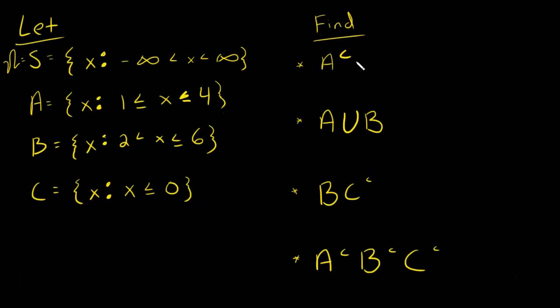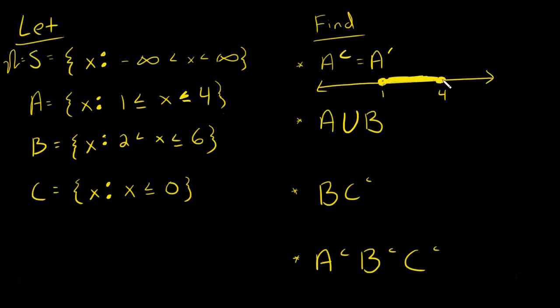So the first thing we want to do is find A complement. Complement means not in A, all right? Sometimes you will see this written as A prime. That's the same thing. All right, so I think it's always easier to kind of draw this out. Let's start with what is A. A is, we start at 1 and then we go to 4. X such that X is between 1 and 4, and we include 1 and 4. So here is A.